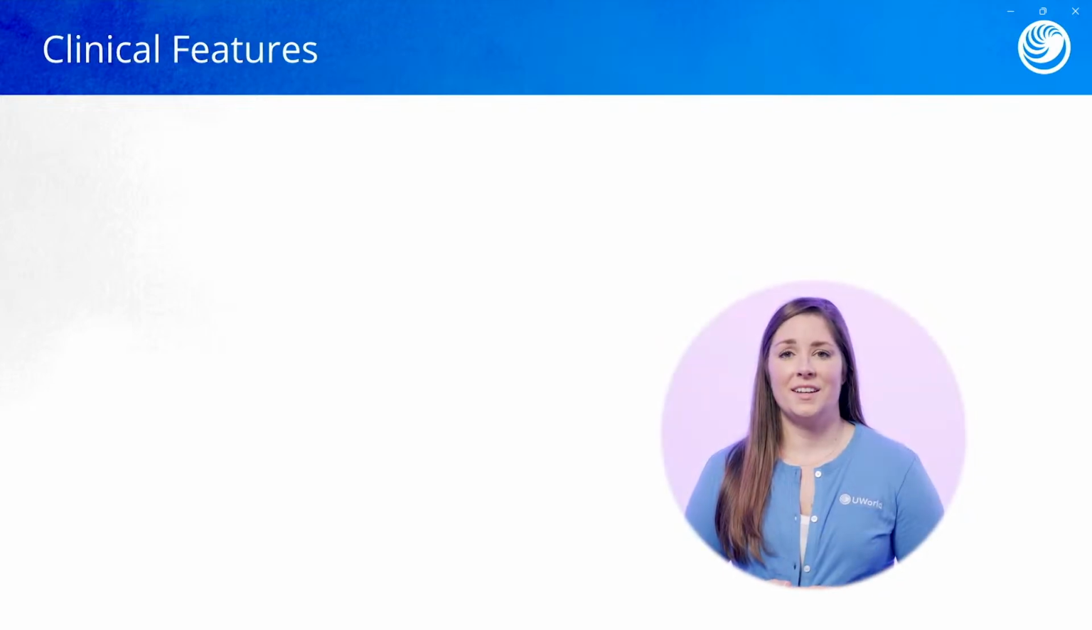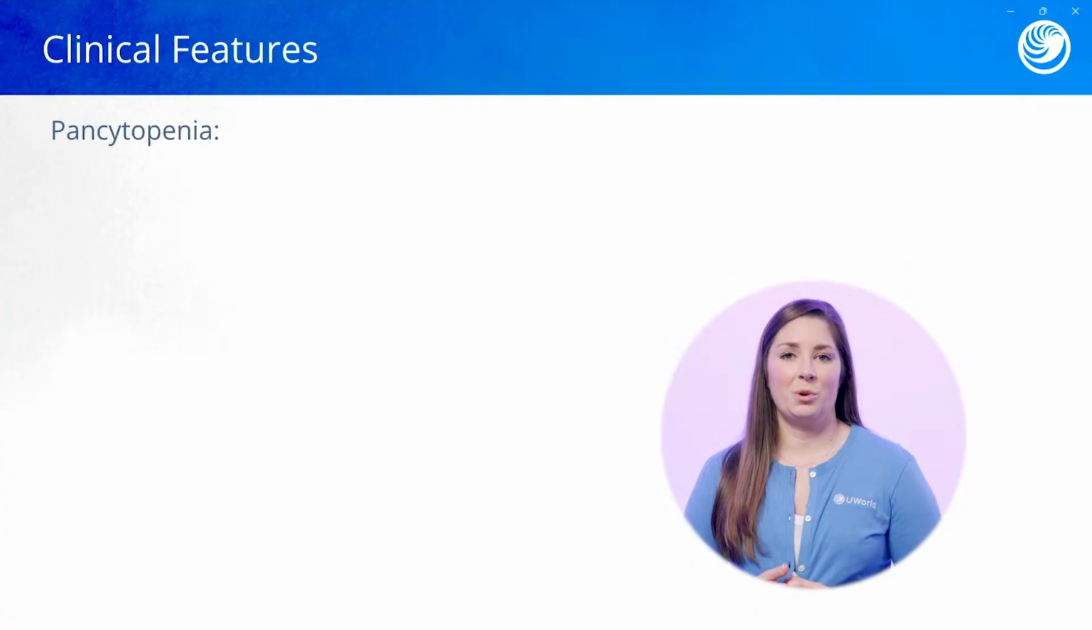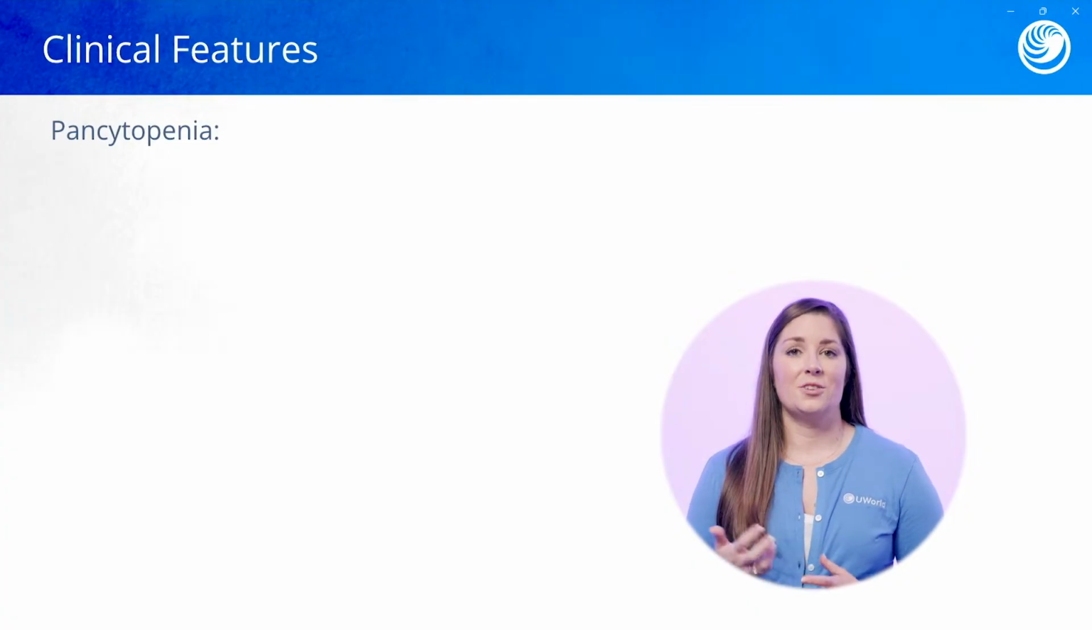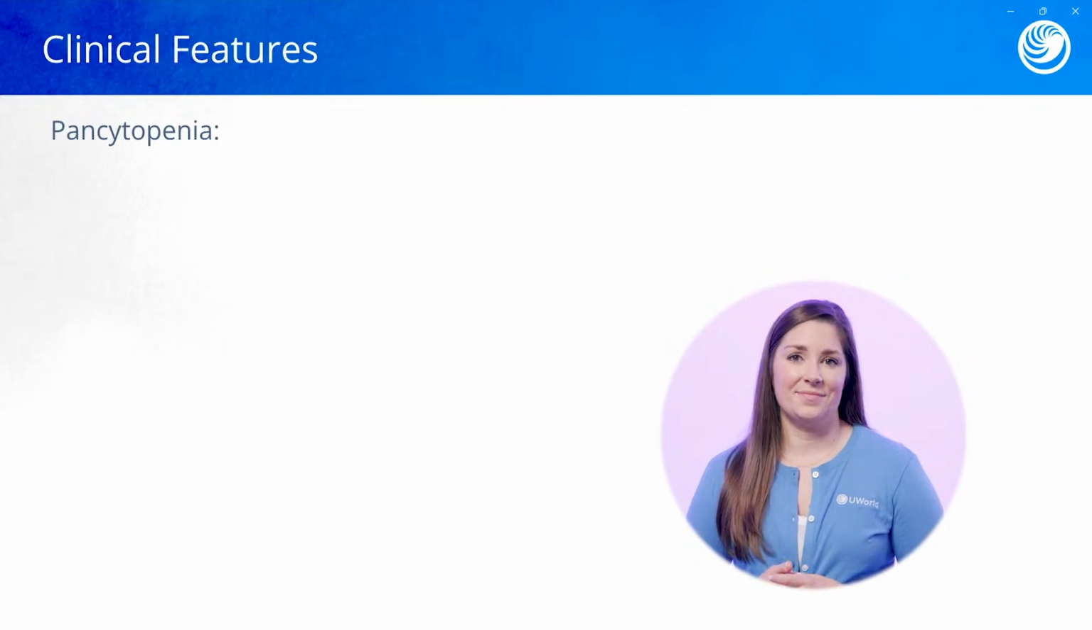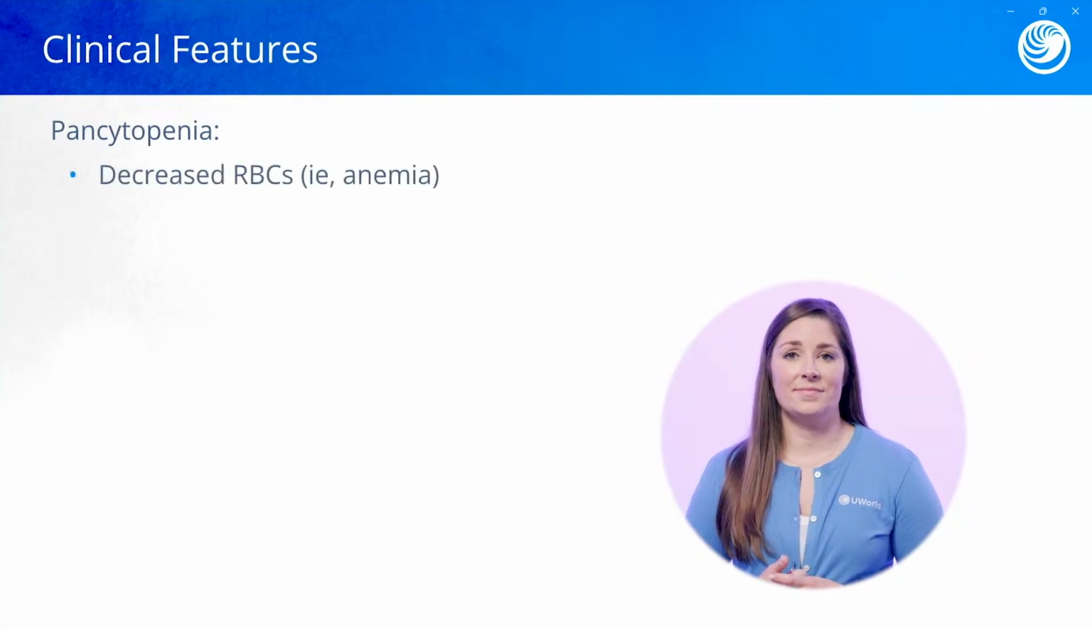So let's discuss what these clients are going to show in their clinical features. With pancytopenia, again, we're referring to decreased red blood cells, white blood cells, and platelets. These are in reference to the fully functioning cells. With the decreased functional red blood cells, it's also called anemia. So we'll see pallor and fatigue.